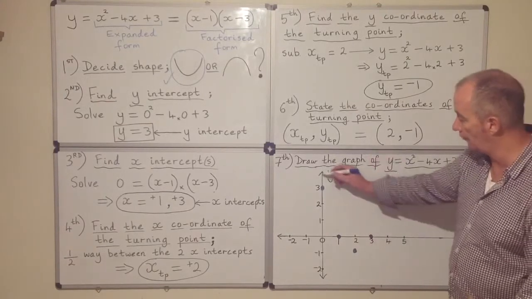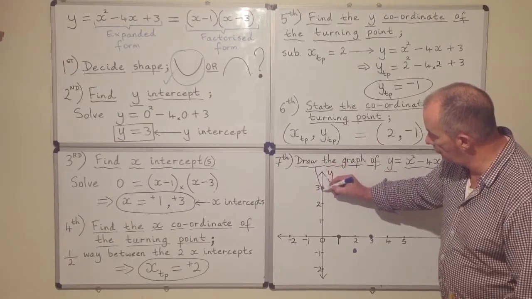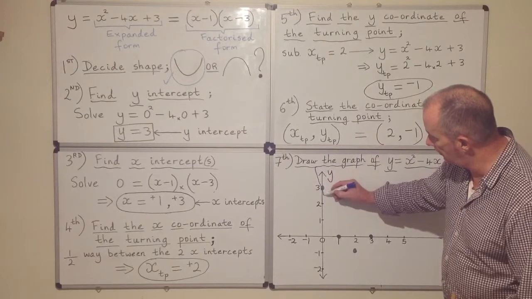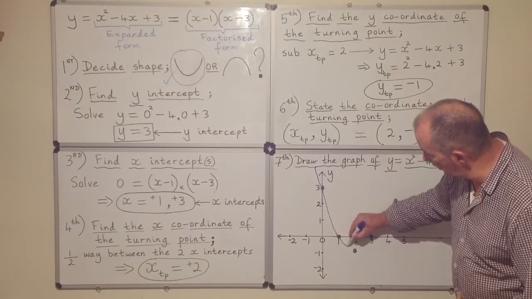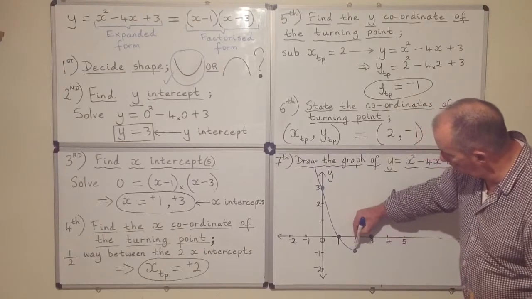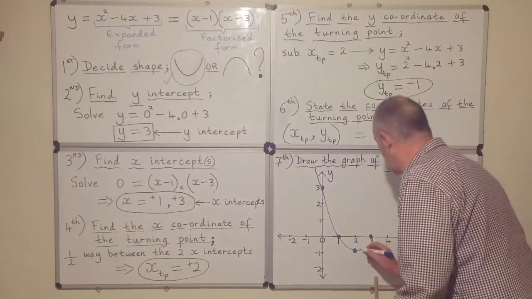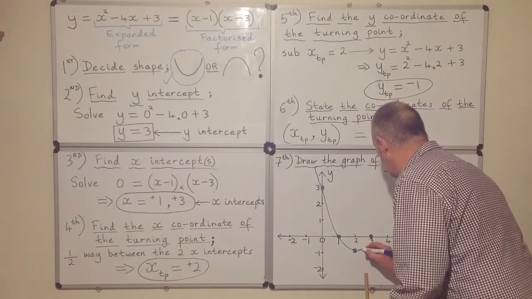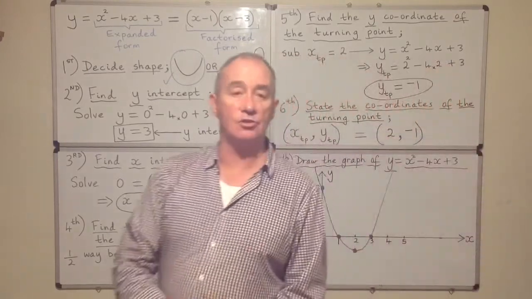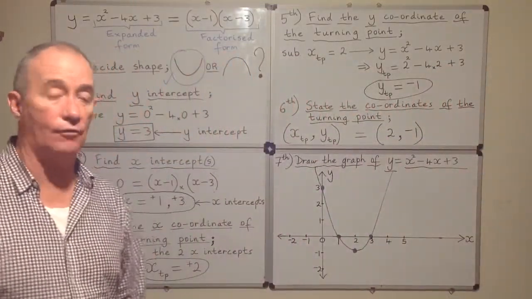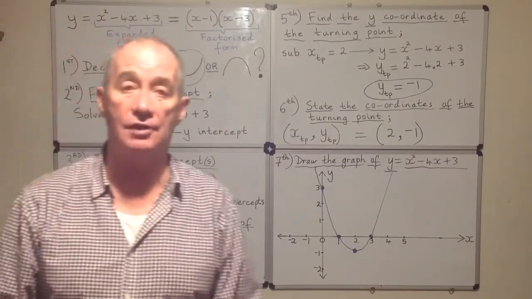So let's draw the graph. It comes down, goes through that y-intercept there, then through that x-intercept, comes down as low as the turning point. The turning point is where it turns around and goes back up again. So it goes back up again and goes through that x-intercept there. There is the graph of the quadratic equation y equals x squared minus 4x plus 3.